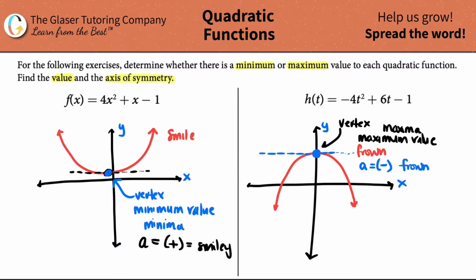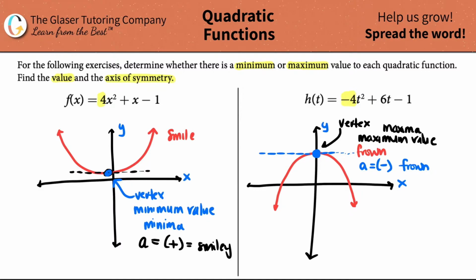Positive goes with smile. But then just know that for an a value that's negative, you always have a max value. It will always look like this. The vertex will be at the highest point. If you have a min value, your a would be positive. It would be all the way at the bottom. Now, remember, your a value is always the value that is in front of your variable that is squared. So in this case, it's x squared, and in this case, it's t squared, right?